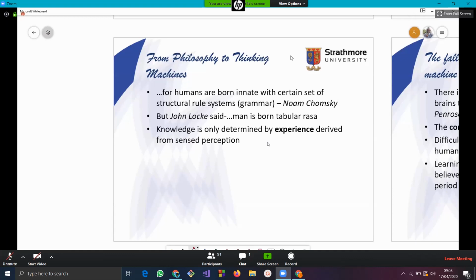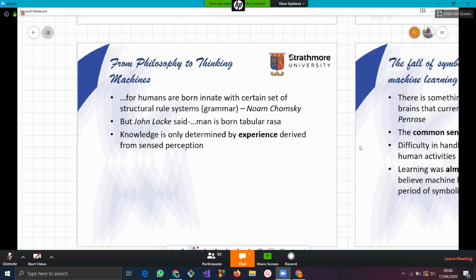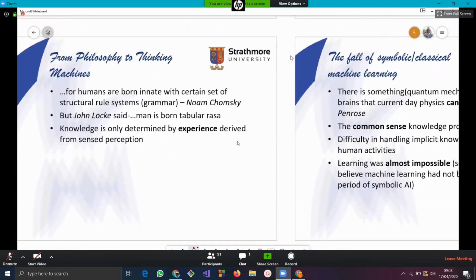But another philosopher says that man is born tabula rasa. Tabula rasa means that you're just born empty, then you learn from experience. So even if it's grammar, you learn from experience. So the debate goes on both sides. These are very famous philosophers, John Locke, Noam Chomsky, and all these other guys that you might want to look at their work.